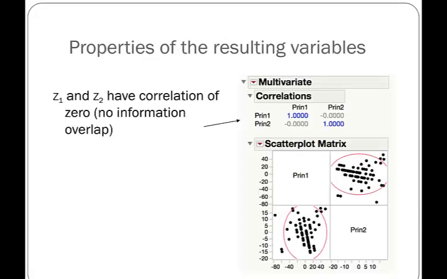So when we look at Z1 and Z2, these principal component scores, we have a correlation of 0 between these things. So in other words, there's no information overlap. So all the information is contained in Z1 and Z2.